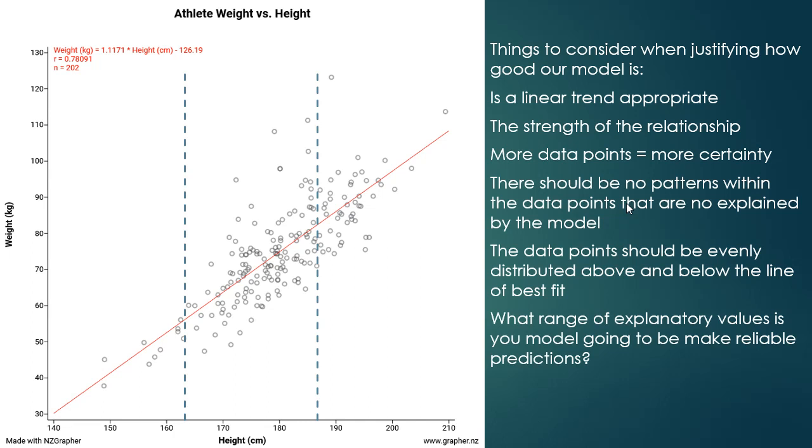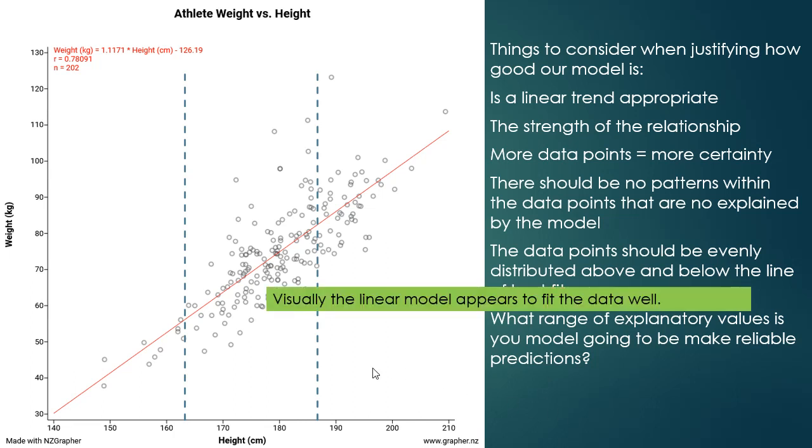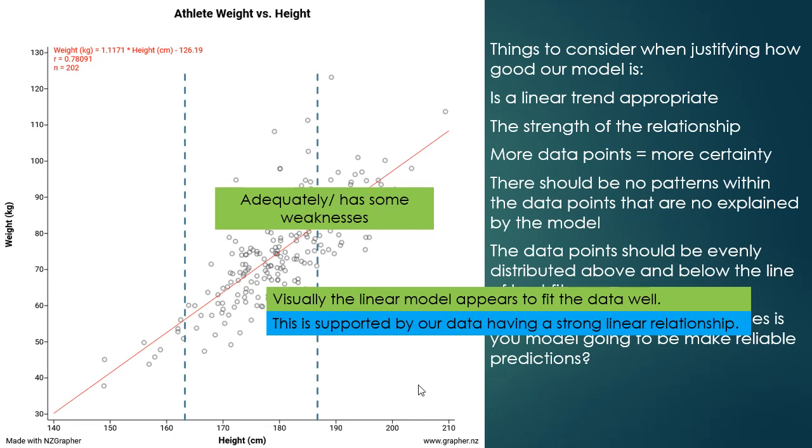Lastly, we could ask the question of what range of explanatory variables or values our model is going to make reliable predictions for. So visually, if I looked at this plot, I could say that our linear model appears to fit the data well. If it didn't fit the data well, we could say that it fits the data adequately, or we could say that our linear model has some weaknesses within it. This is supported by the data having a strong linear relationship. So we're going back to the features of the data and using those to support whether we think the linear model fits the data well or not.